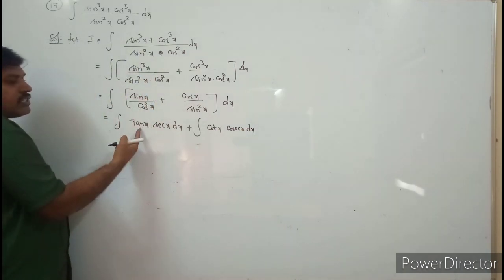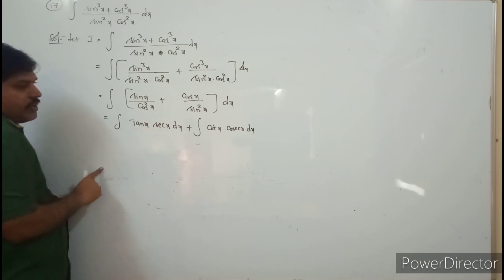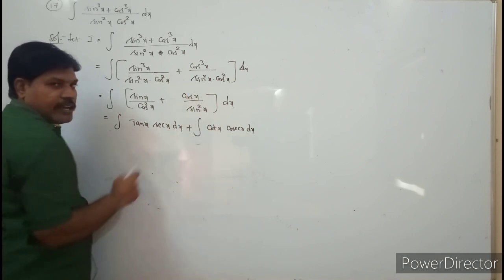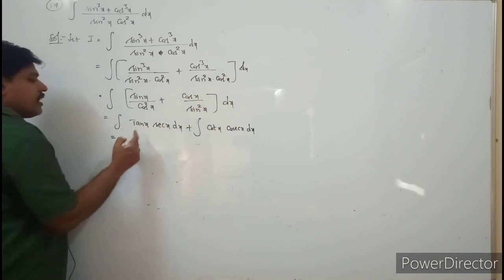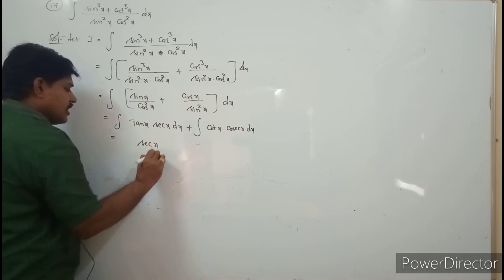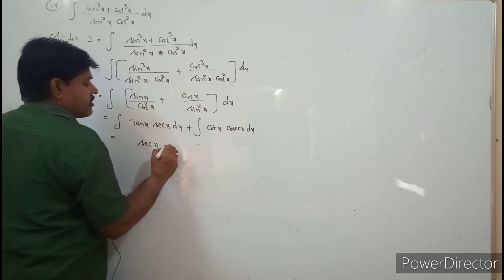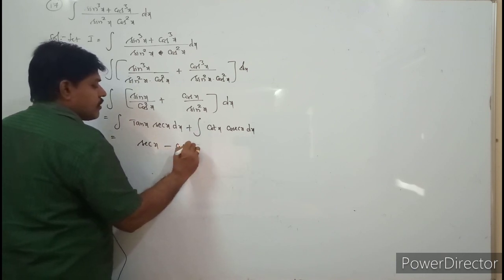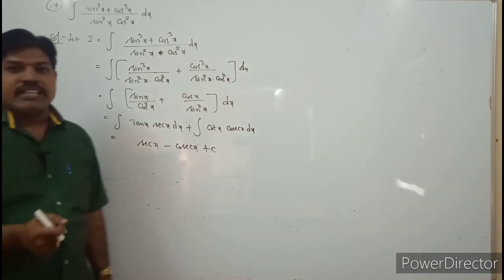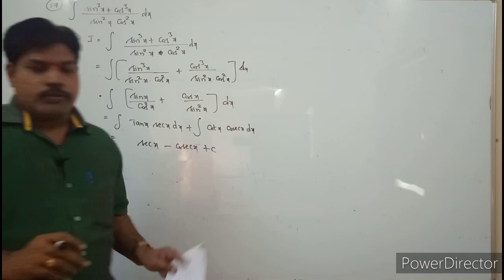So see that one. Sin by cos is tan, 1 by cos is secant, so that is secant x into tan x into dx. Cos by sin is cot, 1 by sin is cosecant. So these are the formulas directly. Integral of secant x into tan x into dx is nothing but secant x. Integral of cosecant x into cot x into dx is nothing but minus cosecant x plus c. So easy problem, just split the terms.